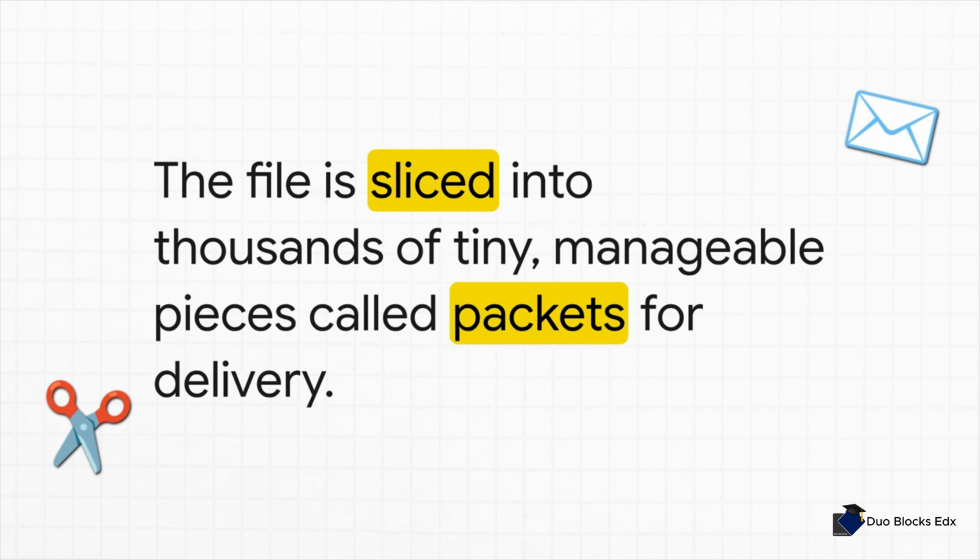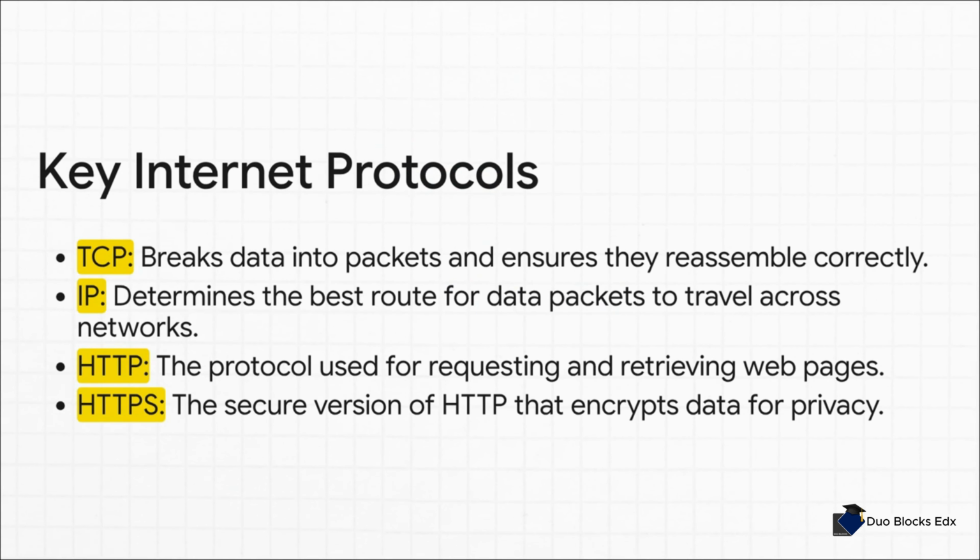You can think of it like mailing a book. Instead of putting the whole book in a giant box, you tear out every single page, put each one in a separate numbered envelope, and mail them all. It sounds a little crazy, but trust me, there's a reason for it. And the two protocols that manage this whole process are called TCP/IP. Think of them as the ultimate postal service.